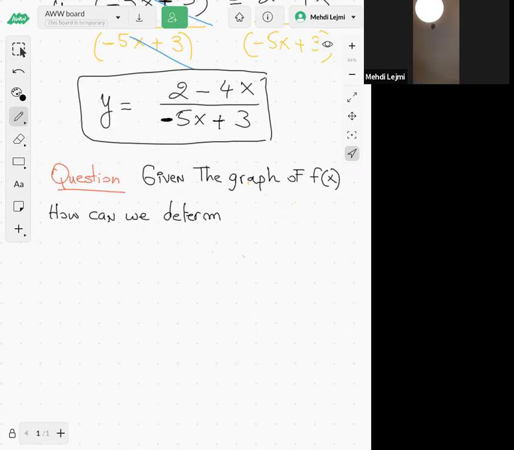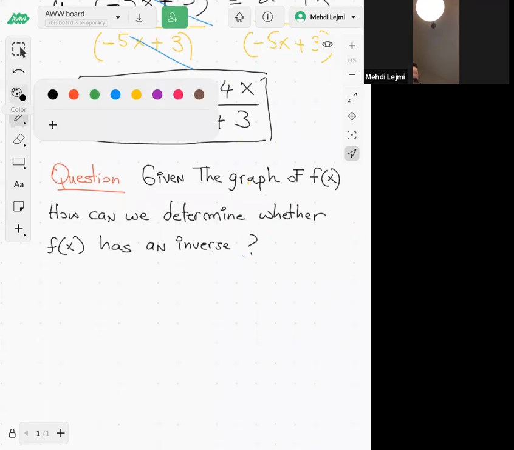I mean, if you have the equation of f of x, you can say whether the function f of x has an inverse or not, right? We can try to find the inverse. Now we are trying to see, if you have the graph of the function f, how can you determine whether f of x has an inverse? Because as I said, not all the functions have an inverse.